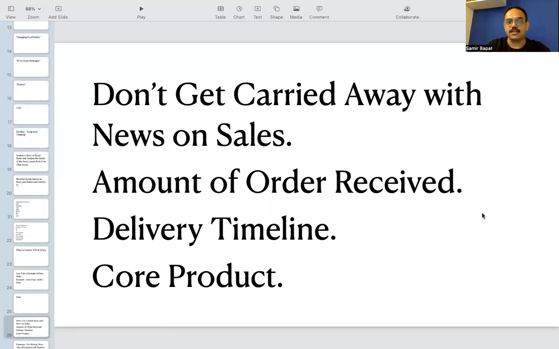A lot of defense stocks are being marketed like this. This stock got so much order, that stock got that order. We have to take it with a pinch of salt as of today.